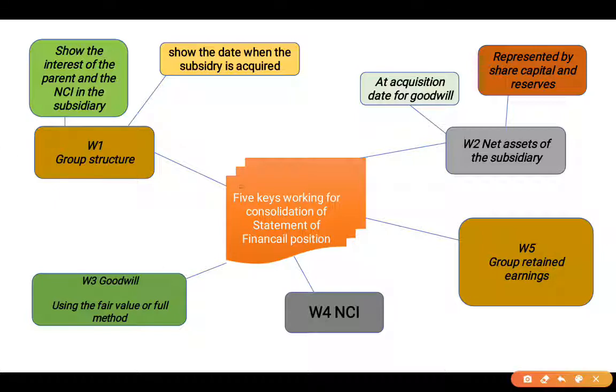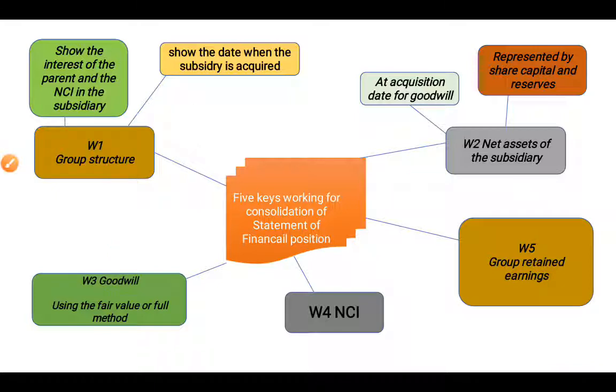We have said the 5 keys include: number 1, what we call the group structure. Number 2, what we call the net asset. Number 3, what we call the goodwill, which we are going to explain in detail. And when we are explaining the goodwill, we are going to explain it in detail with what we call the NCI, because there are 2 forms of goodwill. You have the full method and what we call the proportionate method. Then at the end of the day, we'll be looking at this as we go.